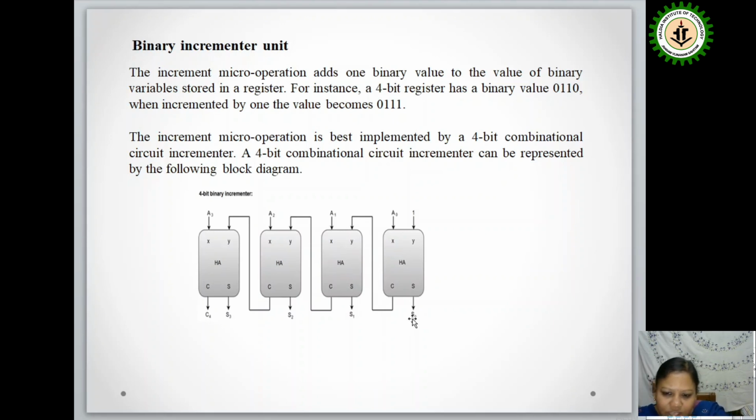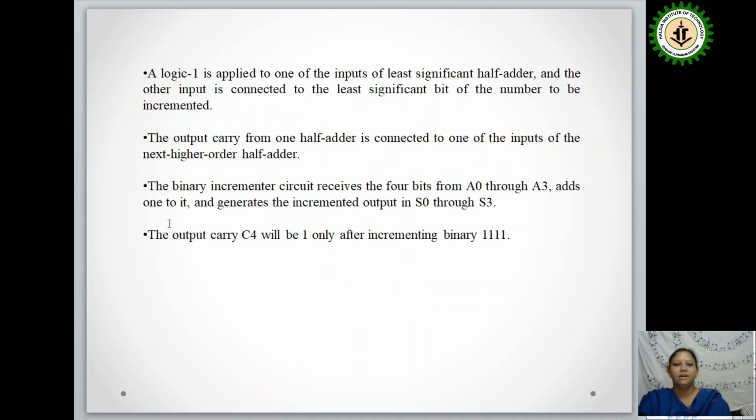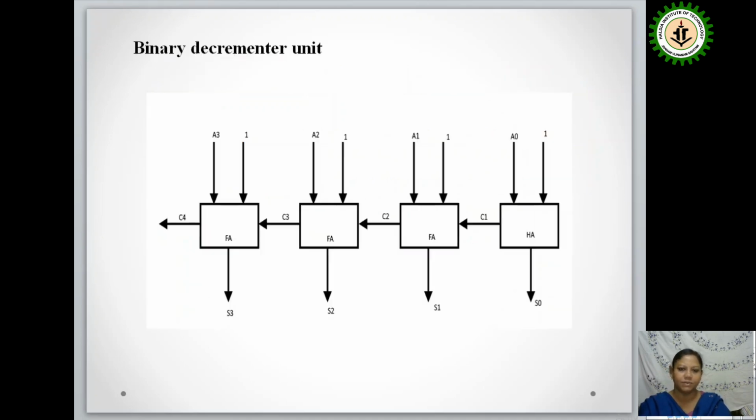So in this way S0, S1, S2, S3 and from the last half adder the C4 is generated. So C4 will be 1 only after incrementing the binary 1, 1, 1, 1. In this way the carry is generated when the binary is incremented. Now the binary decrement unit. Decrement means A minus 1.